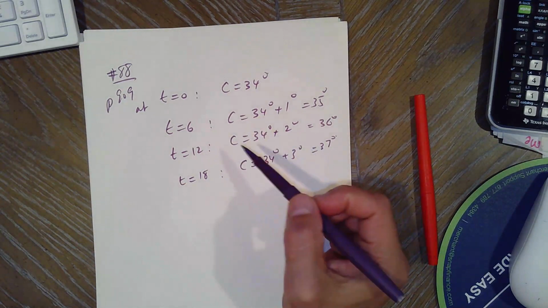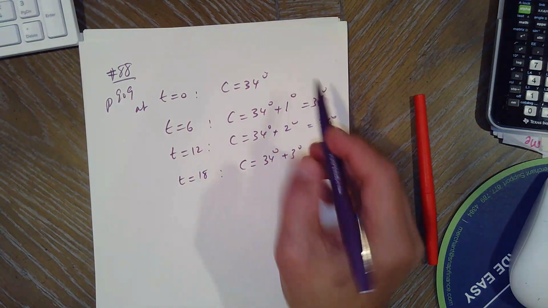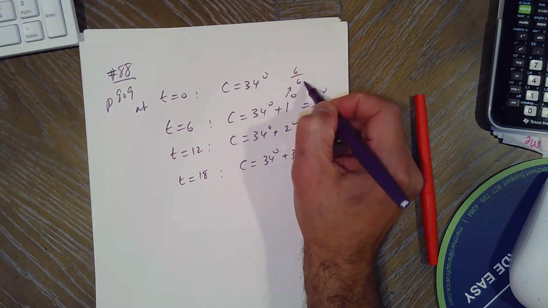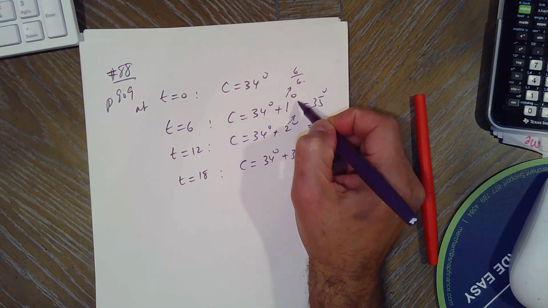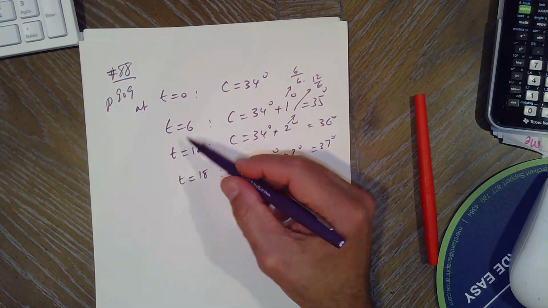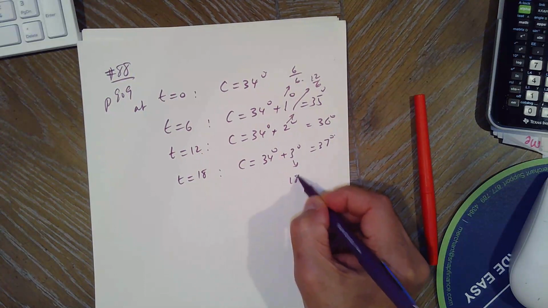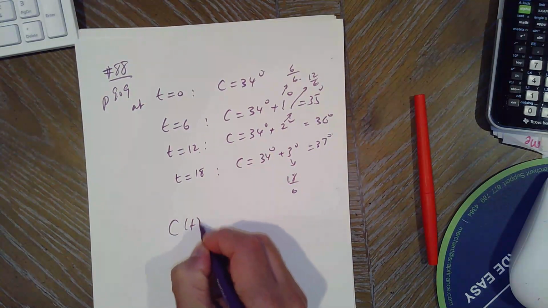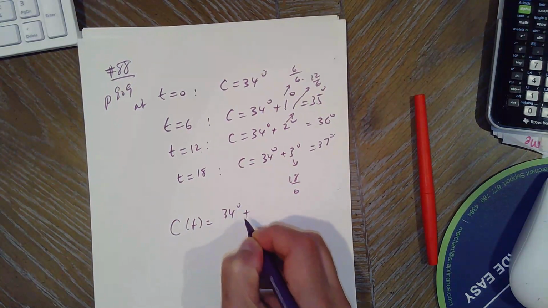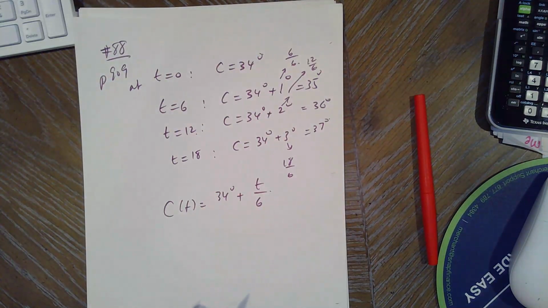So basically 1 is 6 over 6, 2 is 12 over 6, right? So you can see 6 over 6, 12 over 6. This is 18 over 6. So C of T is 34 plus T over 6. That's the formula they're looking for.